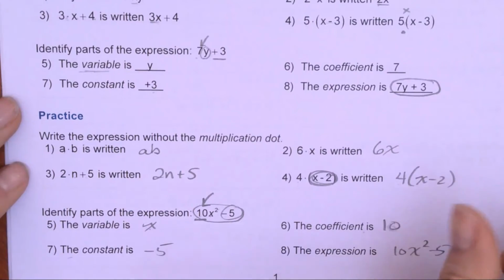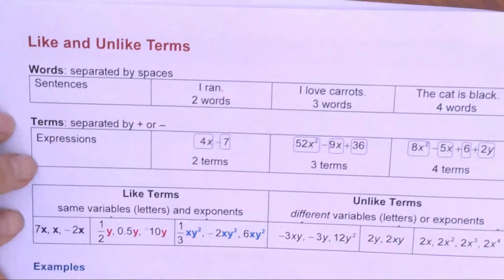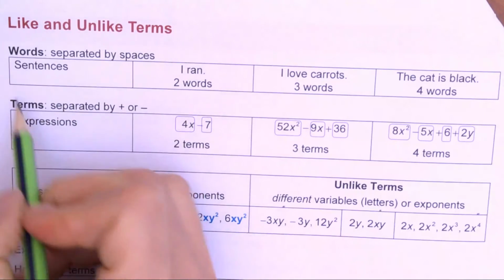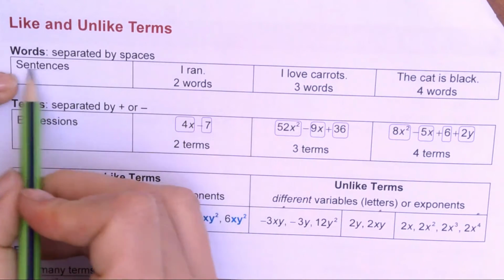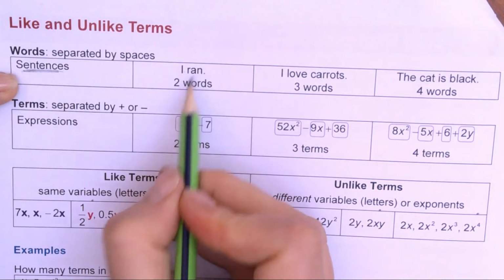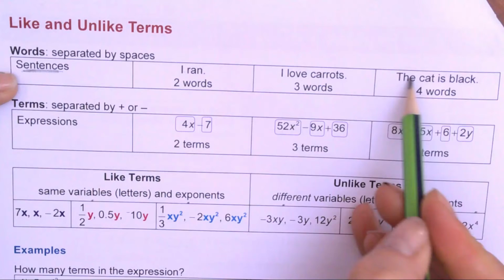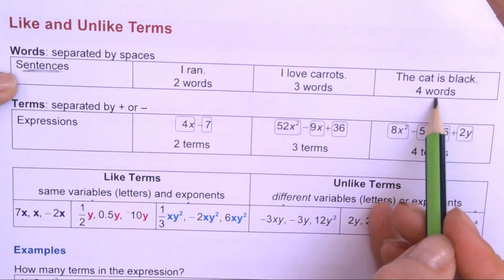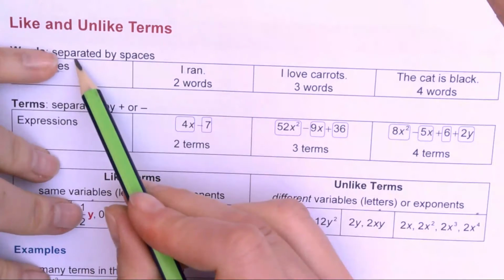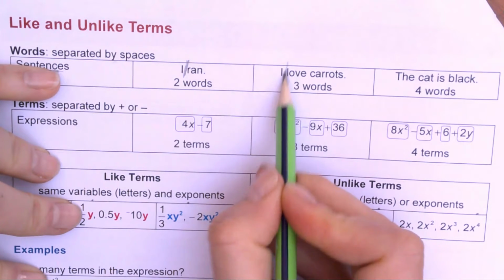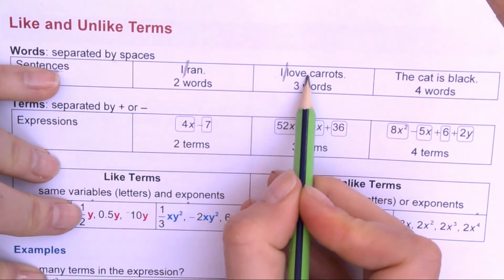Okay, let's go to the next page. So now we have like and unlike terms. So we're going to do some vocabulary. So we have sentences in English. I ran, 2 words. I love carrots, 3 words. The cat is black, 4 words. We have words, and we know they're words because they're separated by spaces. There's a space in between I ran, a space, I space love space carrots.